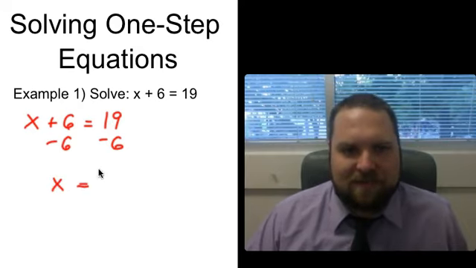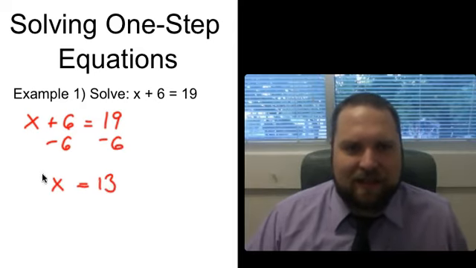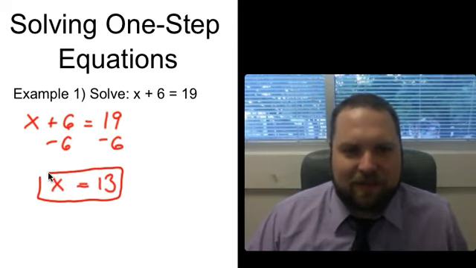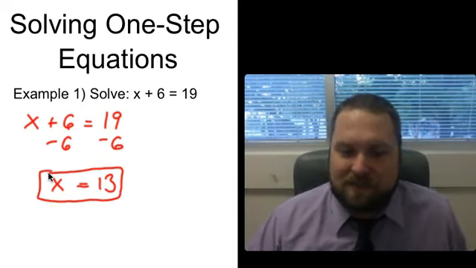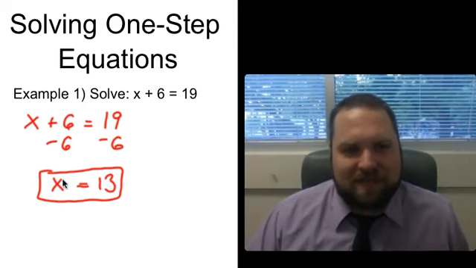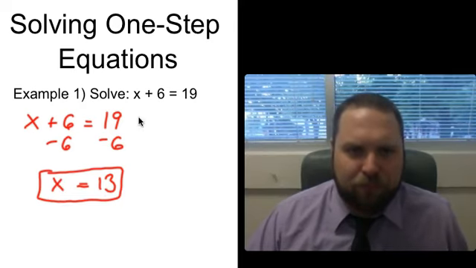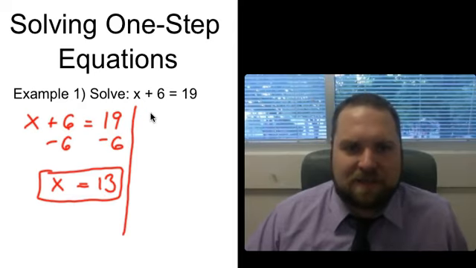Over here, 19 minus 6 would be 13. And now I'm finished. I've isolated my variable. It only took one step because these are one-step equations. My variable is isolated, and the number on the other side tells me what the solution is. x is 13.